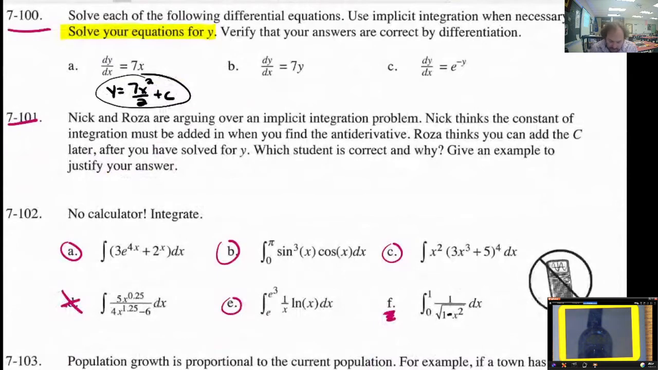Okay. Nick and Rosa are arguing over implicit integration. Nick thinks the constant of integration must be added in when you find the antiderivative. Rosa thinks that you add c later after you solve for y. Which student is correct and why? Give an example to justify your answer. I really want to think about question B here.